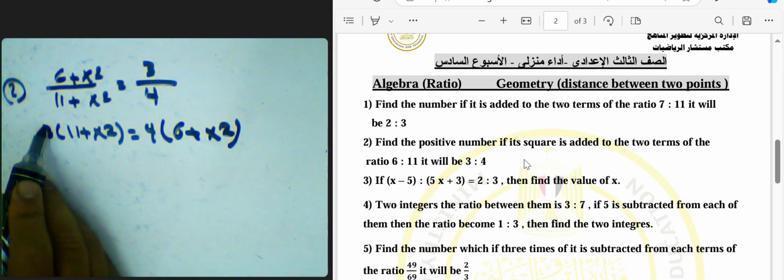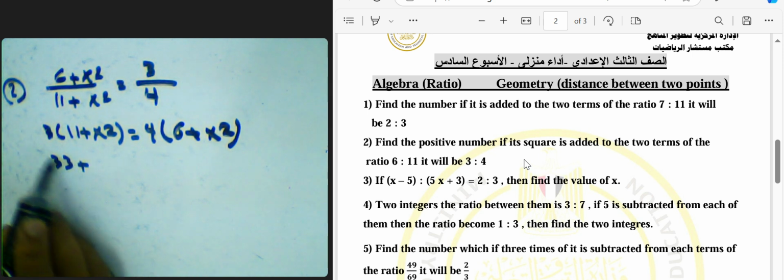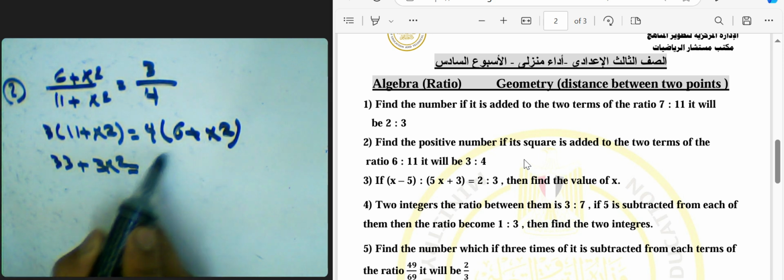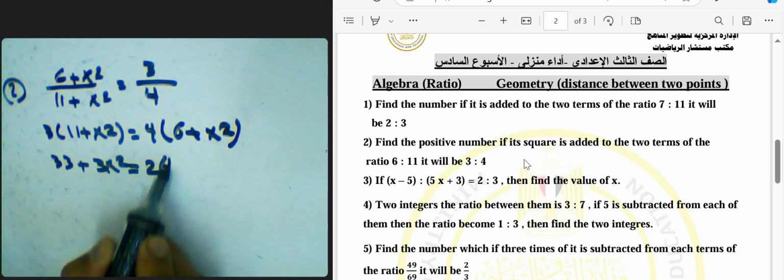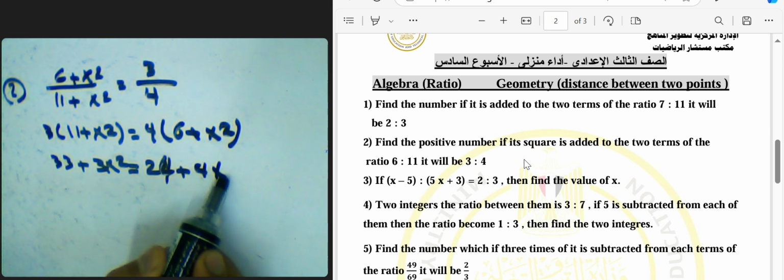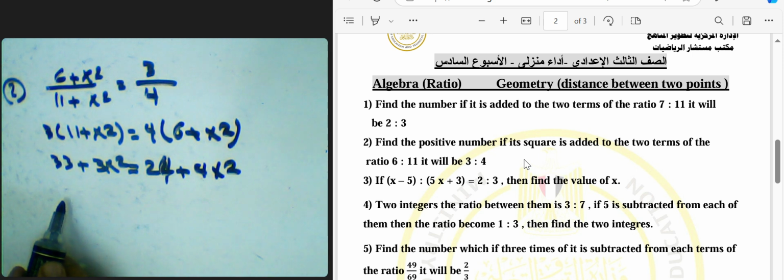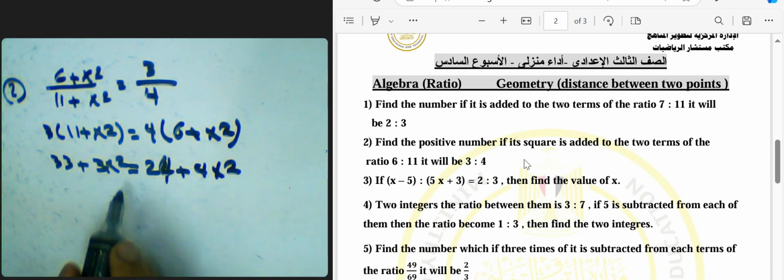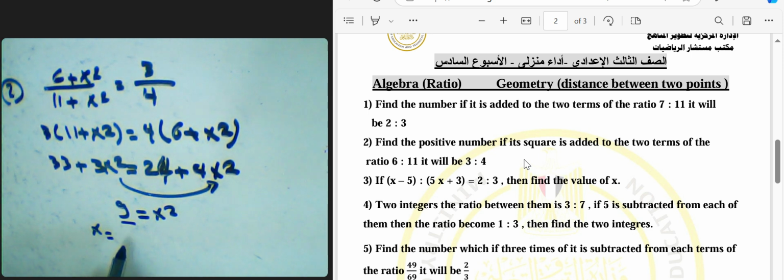And then using distributive properties, 3 times 11 will be 33. 3 times x power 2 will be 3x power 2, and 4 times 6 equal 24. And 4 times x power 2, 4x power 2. And then 3x power 2 subtract from 4x power 2 to x power 2, and 33 minus 24, it will be 9. And then the value of x is square root of 9, and he tells us in the example it's a positive number. Positive, it's meaning negative, it's impossible. So the result will be 3. The number here will be equal 3. It was question number 2.